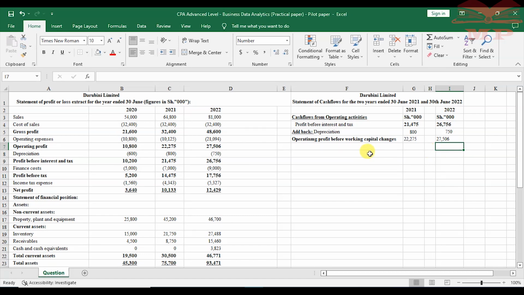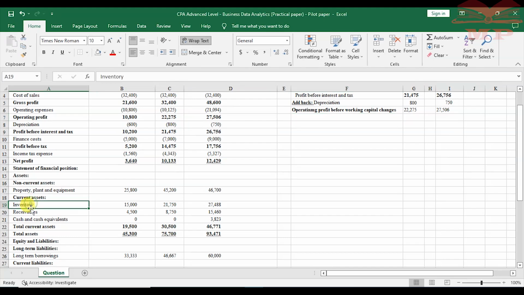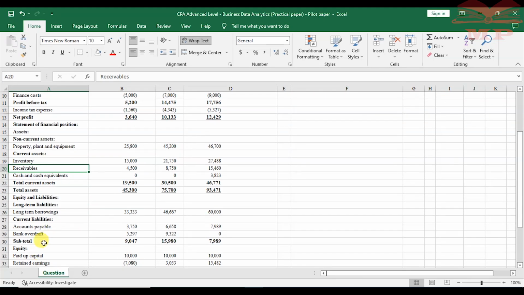So that is profit, operating profit before working capital changes. Now we want to go to changes in working capital. When we talk about working capital, we are referring to inventory, receivables, and payables. So we are going to look at those items and see how they changed.